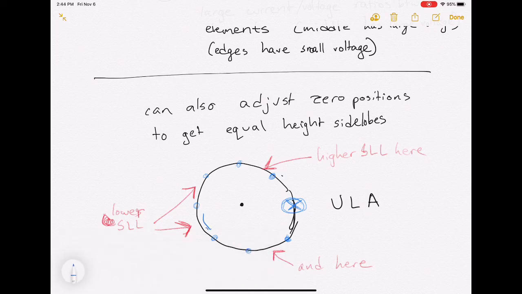So we could adjust that by increasing the amount of space between the zeros on the back, and decreasing the amount of space between the zeros closer to the main beam, in order to get the side lobe level to be uniform all the way around, which is a really efficient way to meet a requirement that your maximum side lobe level has to be such and such.